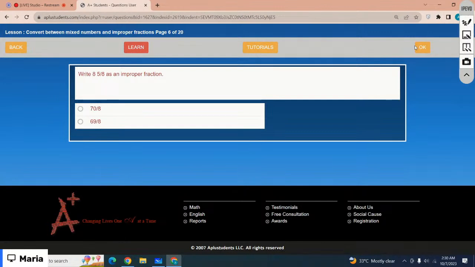Okay, the next one is write 8 whole 5 over 8 as an improper fraction. Which is the correct option? 8 times 8 is 64, and 5 more is 69 over 8. The correct option is 69 over 8. Got it?